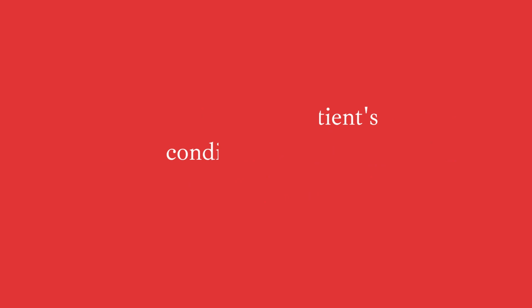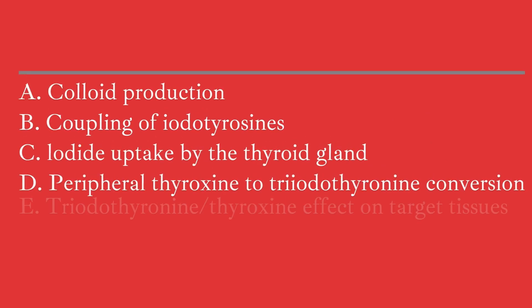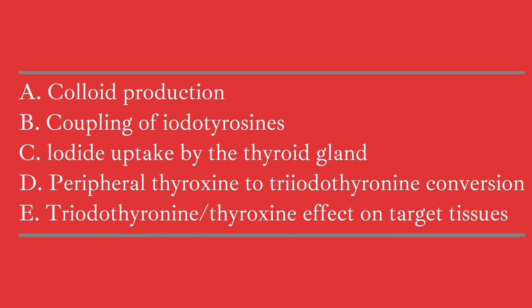Your options are: A. Colloid production. B. Coupling of iodotyrosines. C. Iodide uptake by the thyroid gland. D. Peripheral thyroxine to triiodothyronine conversion. E. Triiodothyronine or thyroxine effect on target tissues. You have 15 seconds to type your answer in the comment box.